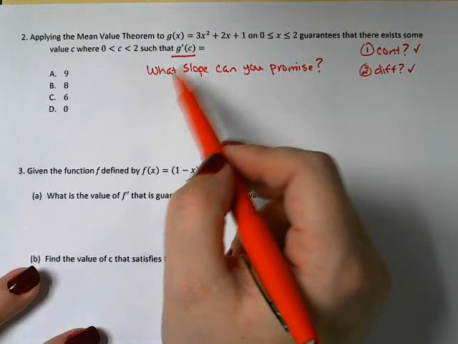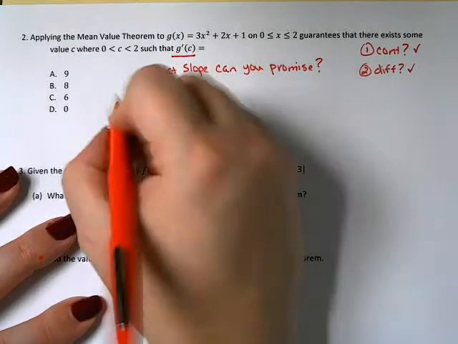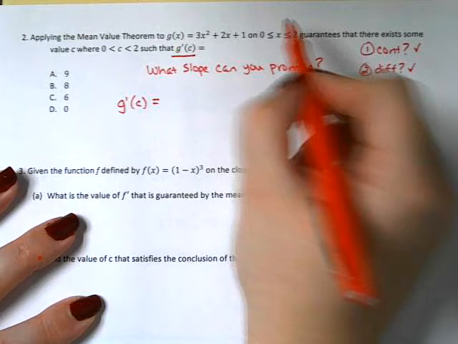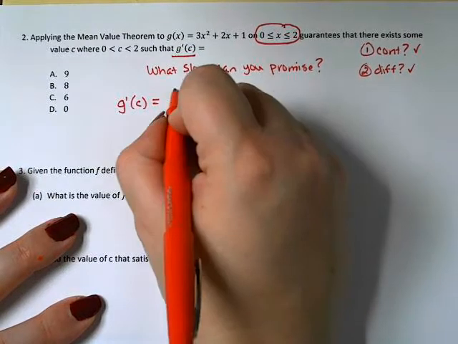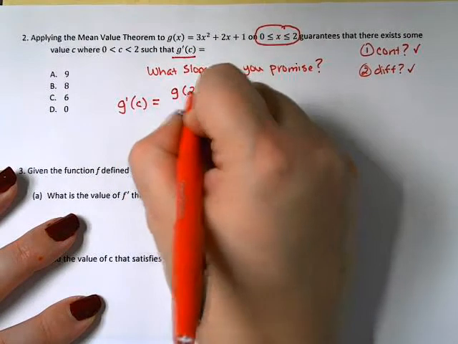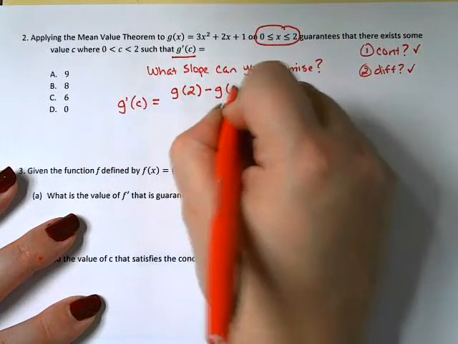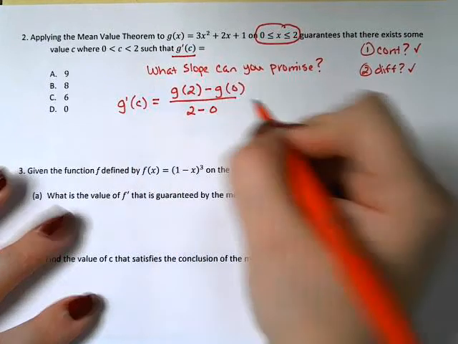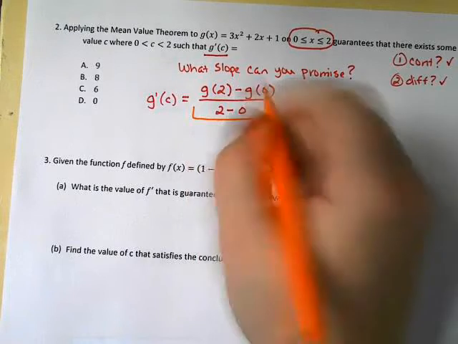Well, mean value theorem says that the derivative at some value c is going to have to equal the slope of the secant line on the interval. So that means we're going to be able to guarantee that it's equal to g of 2 minus g of 0 all over 2 minus 0. So this is the slope over the interval.